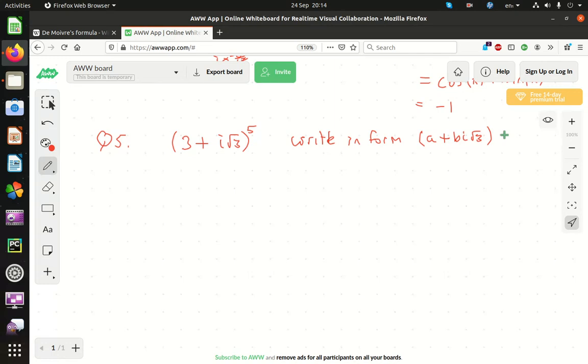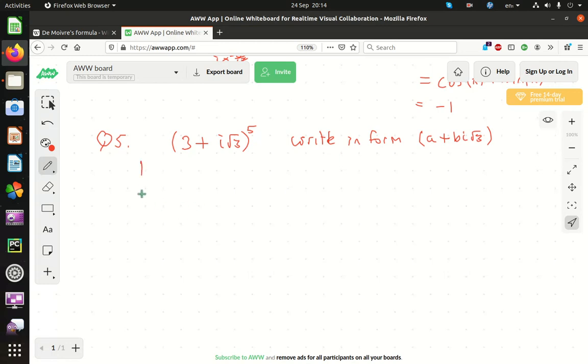Okay, so if we're doing something like this, we really need to go to modulus argument form. It makes things so much easier because de Moivre's applies to anything which is in modulus argument form, which the exponential form kind of is. So you can use it with the exponential form, but you can't use it with the Cartesian form. You've got to convert. So let's actually think about what this complex number really looks like.